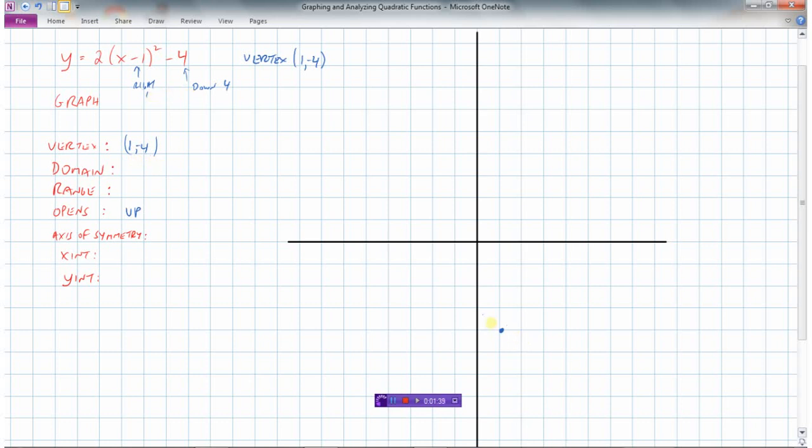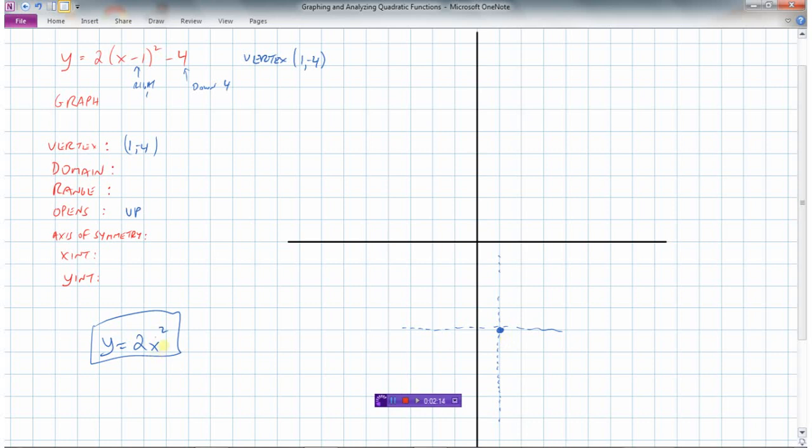Now when we're graphing these things, since we've moved the vertex to the right 1 and down 4, then really this graph is exactly the same thing as y equals 2x squared. It's just that we've had to move everything to the right 1 and down 4. So what I'm going to do is from this point right here, I'm going to pretend that this is my new 0, 0, and I'm just going to graph y equals 2x squared, but from this point right here.